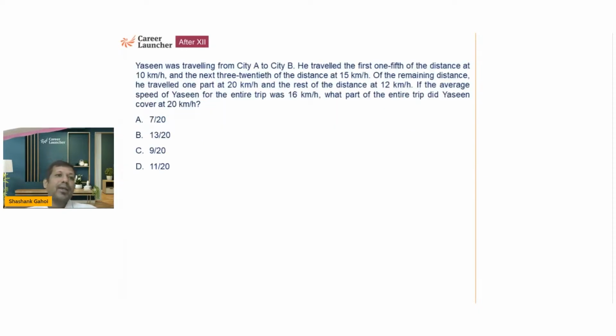Now, Yasin was traveling from city A to city B. He traveled the first 1/5 of the distance at 10. The next 3/20th of the distance at 15. And of the remaining distance he traveled one part at 20 and the rest at 12. The average speed of the whole trip was 16. What part of the entire trip did Yasin cover at 20 kilometers per hour?